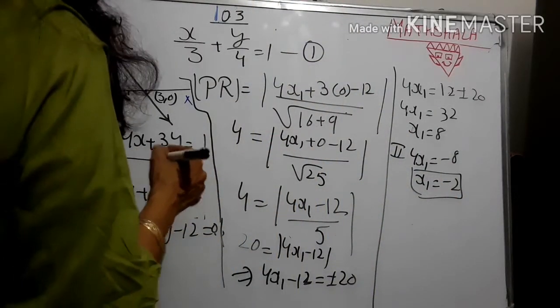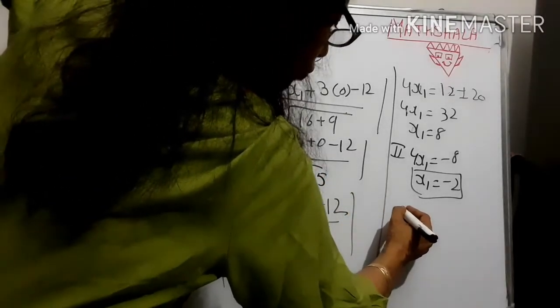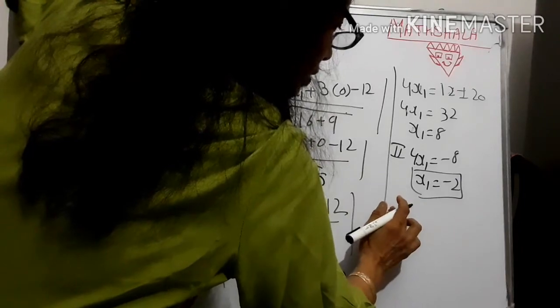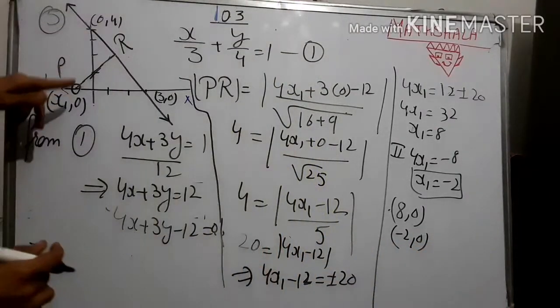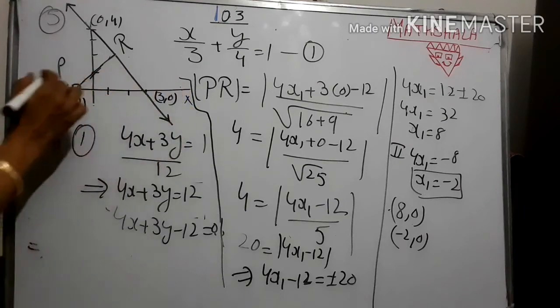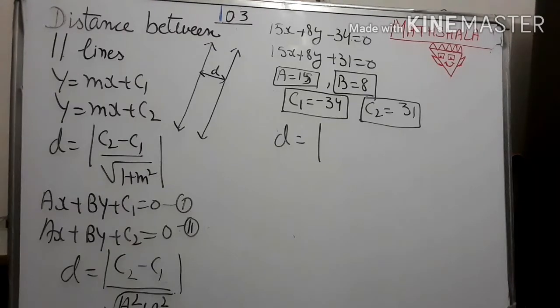So what are the coordinates of the point lying on x-axis, which is at a distance 4 unit from line? It is equal to 8, 0 and it is minus 2, 0. हमारे पास दो पॉइंट ऐसे आएंगे, एक इस साइड पर आएगा और एक इस साइड पर आएगा. So just have a look and we'll move to the next question.